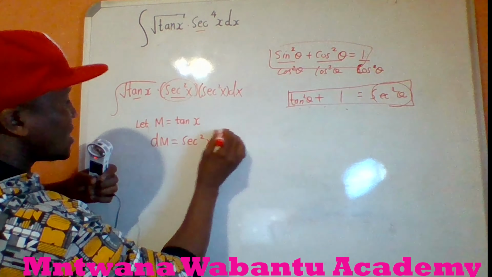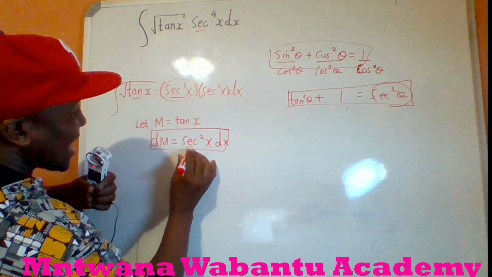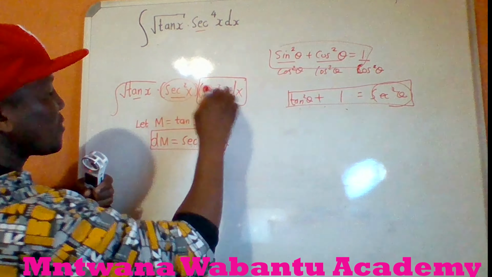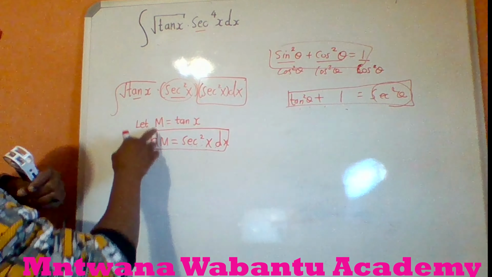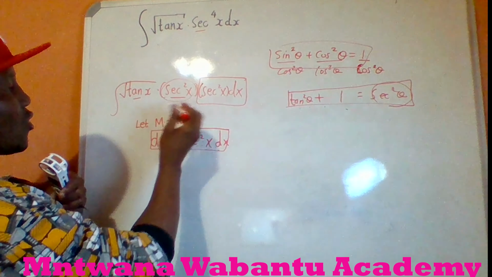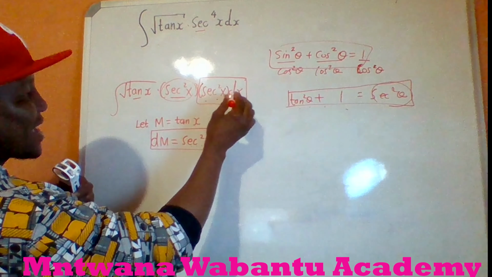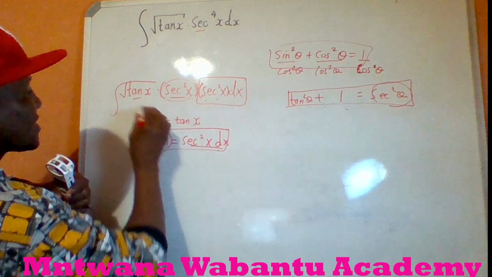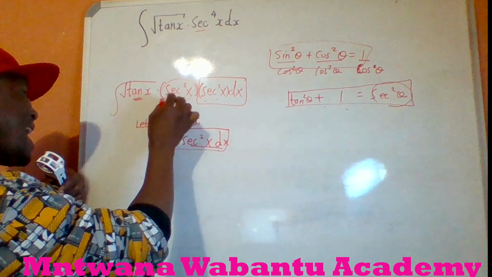So then this, look, sec square x dx is this one. So we're going to replace it. We're going to write dm, and this tan here, we're going to write m. Everything has to be in m. So sec square x dx is equal to dm, and then tan of x is m.